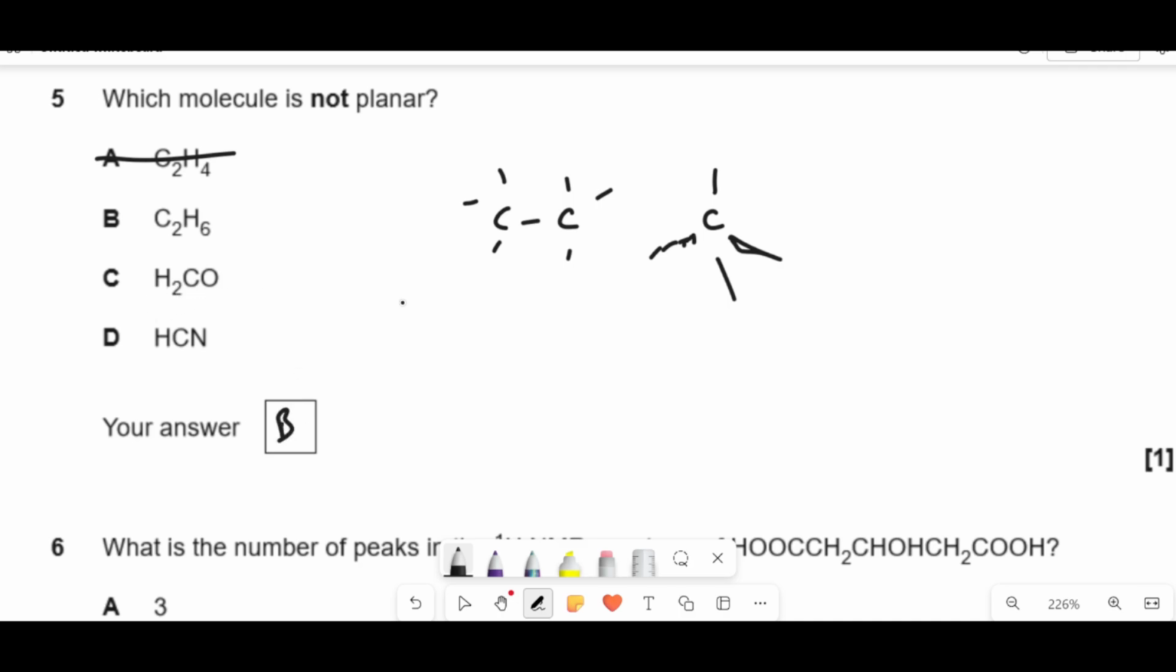Whereas here, this is H2C double bond O. C double bond O again makes this part flat, and then HCN, with the triple bond, becomes flat as well. Also, the way you can tell is that with HCN, you can treat this as if it's 2 bonding pairs and 0 lone pairs.